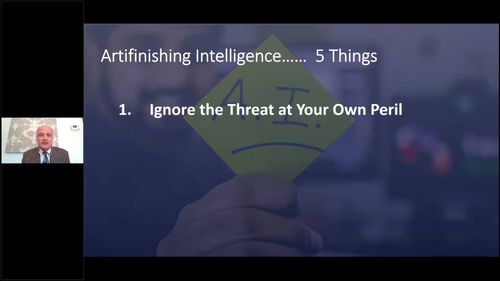The first one is we as manufacturers, we as coaters must ignore the threat of this technology at our own peril. The truth of the matter is that large companies are implementing AI, implementing machine learning, implementing Industry 4.0 at an unprecedented rate. And when I talk to small to medium-sized businesses, most of them think it doesn't affect me. Well, believe me, it affects you, and we need to talk about that.